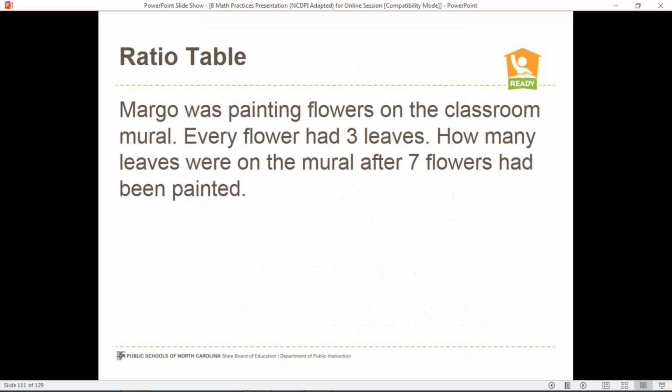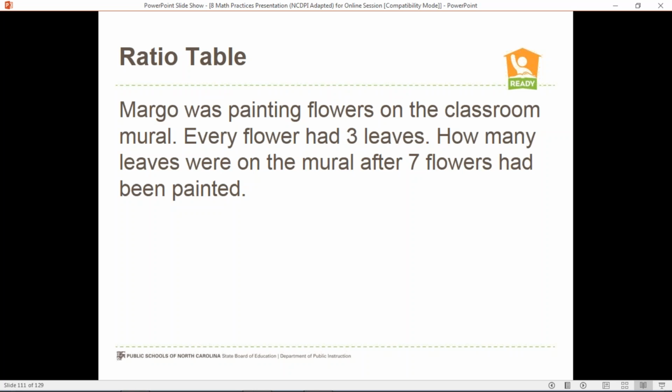So I'll leave that one up to you to explore that a little bit more. Ratio tables, again, another way to get into looking at structure. So Margot was painting flowers on a mural. Every flower had 3 leaves. How many leaves were painted? How many leaves were on the mural after 7 flowers had been painted?